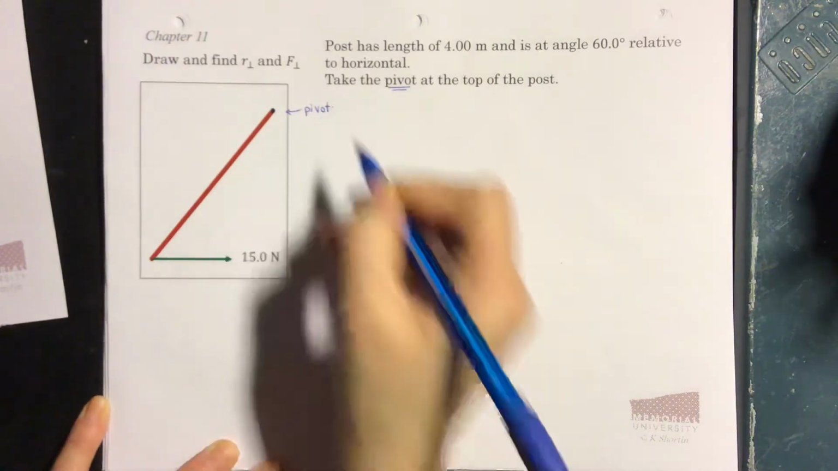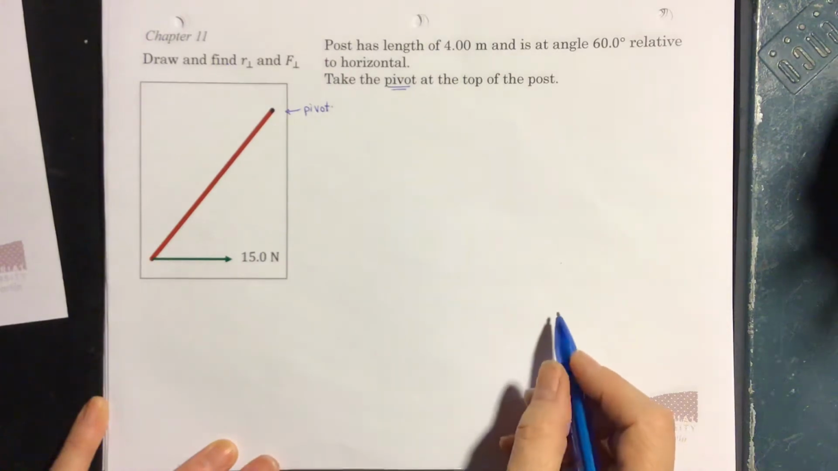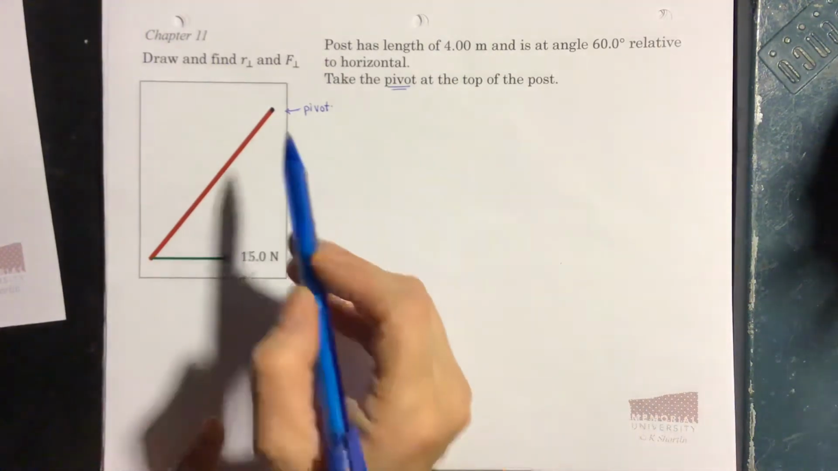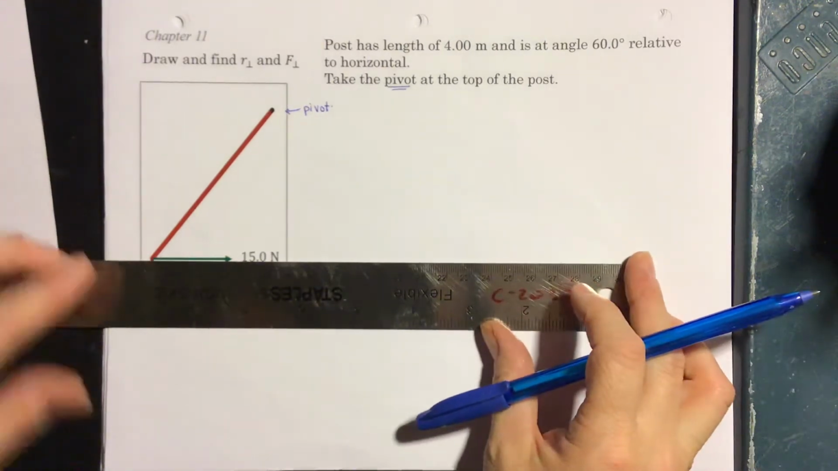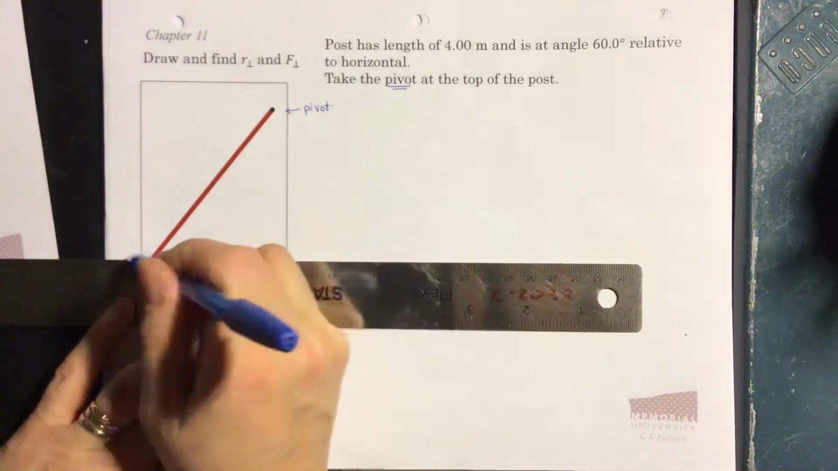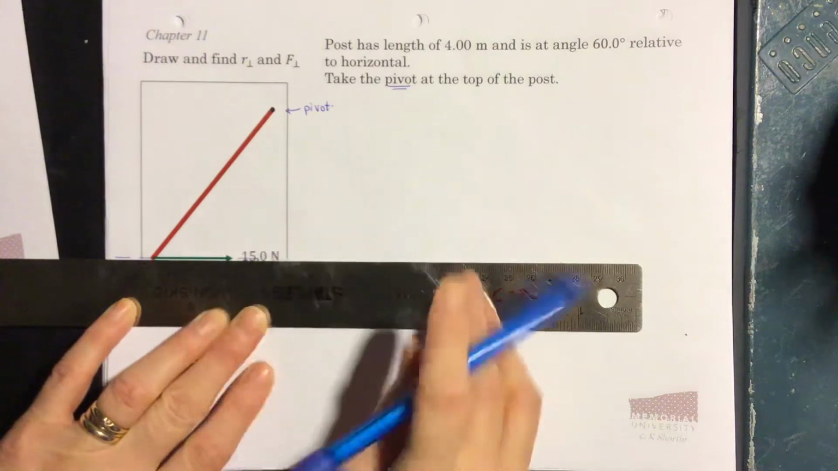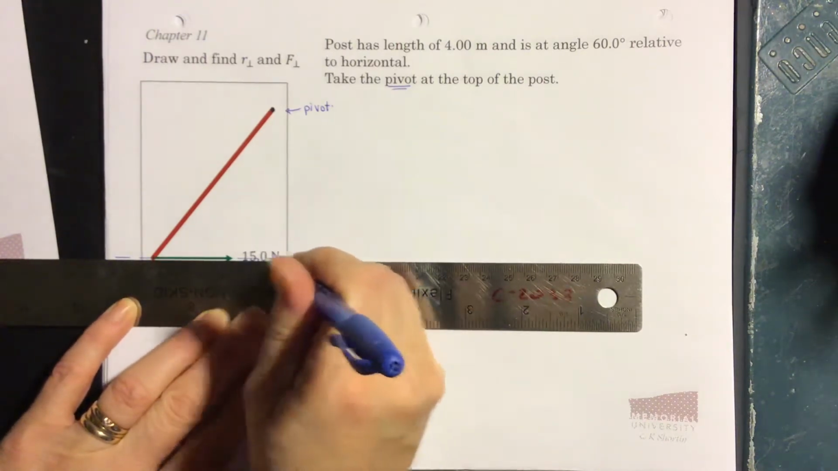Next, we have to remember, what do we mean by moment arm? Moment arm is the distance between the pivot and the line of action. So for our line of action, we take our force and we extend it. We just draw a line that goes along with that force. We draw it as long as we wish.